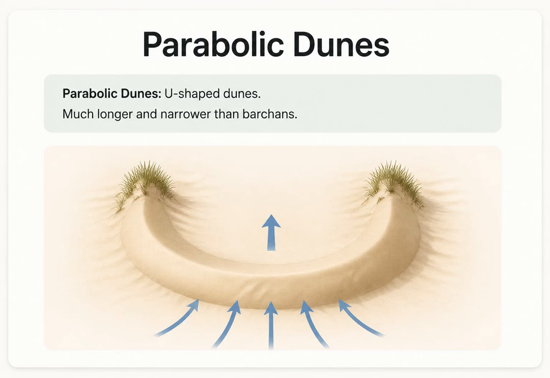Parabolic dunes are also curved, but they are essentially the reverse of a barchan. They are U-shaped, but their horns point upwind into the wind. This usually happens because the arms of the dune are anchored in place by sparse vegetation, while the wind blows the center of the dune forward. They tend to be much longer and narrower than barchans.